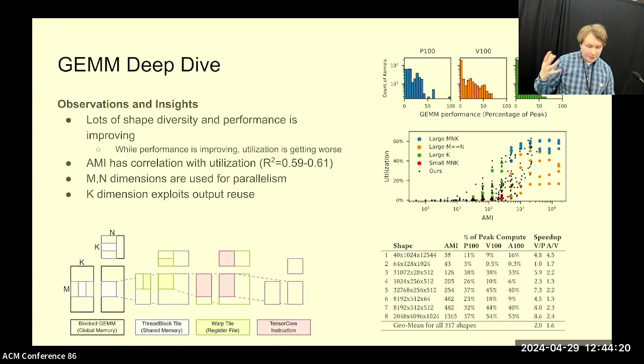And then we also noticed that arithmetic intensity does correlate with utilization. That makes sense because arithmetic intensity is a proxy for how much reuse is available in the GEMM. And we also noticed that you need large dimensions for the GEMM on M, N, and K to get really high utilization. We noticed that for NVIDIA GPUs in particular, M and N are used primarily for parallelism, and the K dimension is used for that inner loop to exploit output reuse.